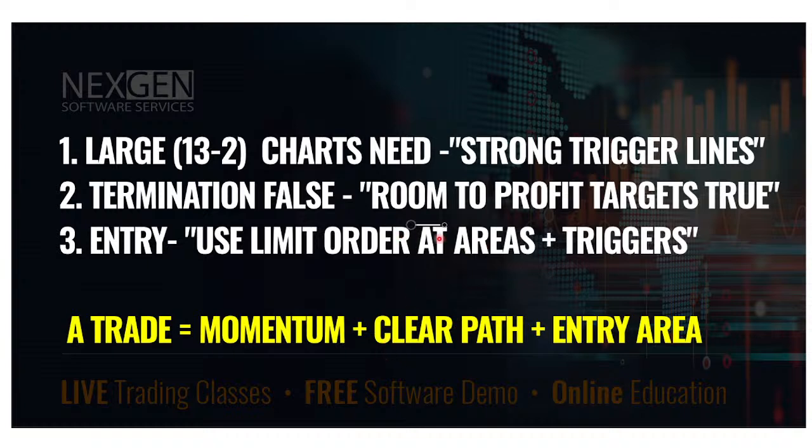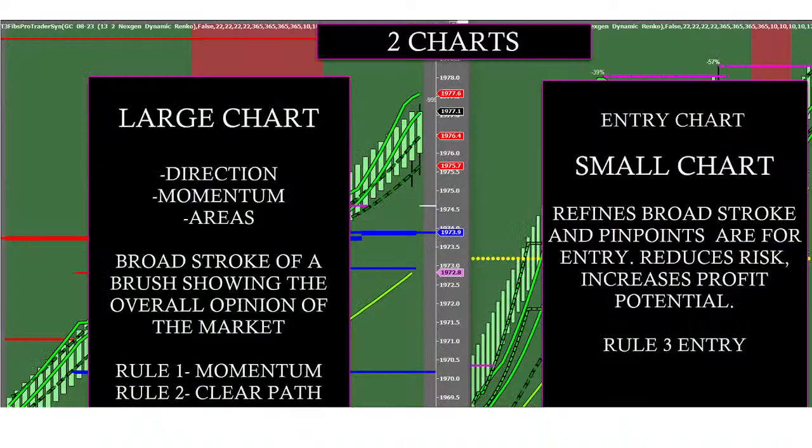And then initially, rule number 3 is going to get you into the highest probability trend trade. You will find other entries. You'll find entries that make sense to you. But if you go back to every rule that Nexgen teaches for every trade, in some form or fashion, momentum and clear path is going to come into play. So make sure that you learn these 2. And we're going to keep it simple.